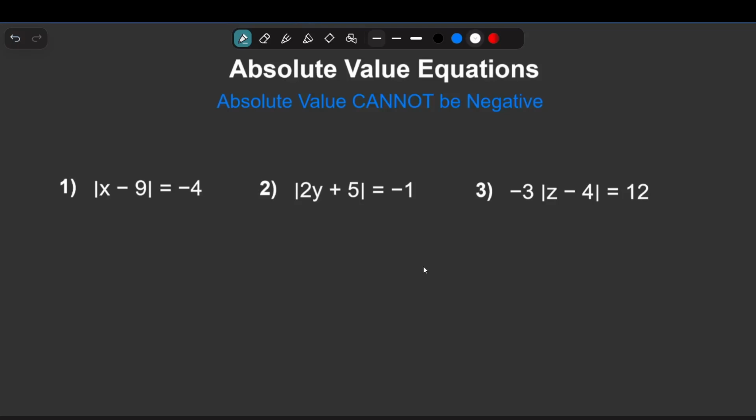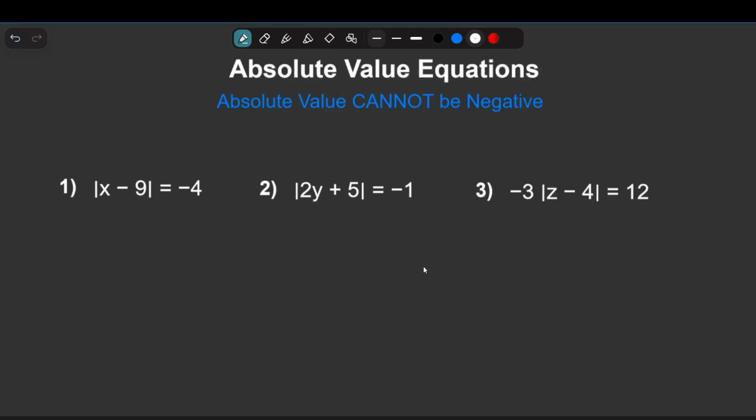Hello guys, welcome back to a new video, and in this video I'm going to be covering how to solve, or how to see if, an absolute value equation doesn't have a solution. As you guys know, an absolute value equation can have one solution and two solutions, but it can also have no solution. So in this video I'm going to teach you how you get no solution.